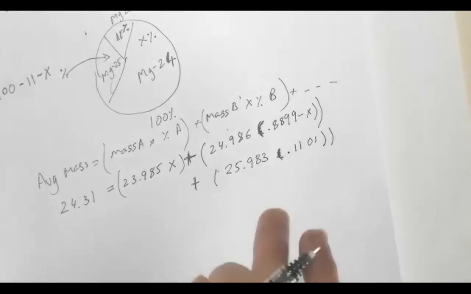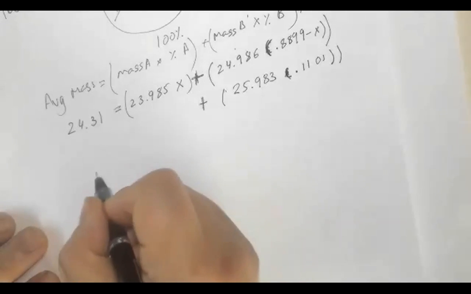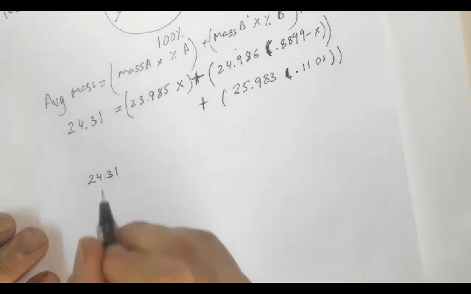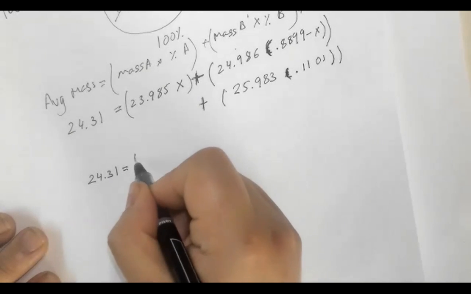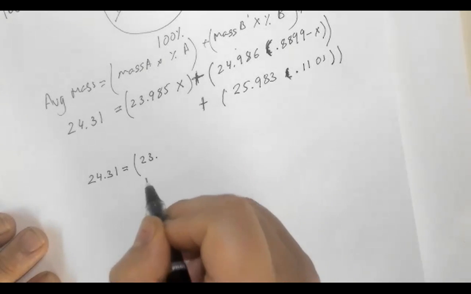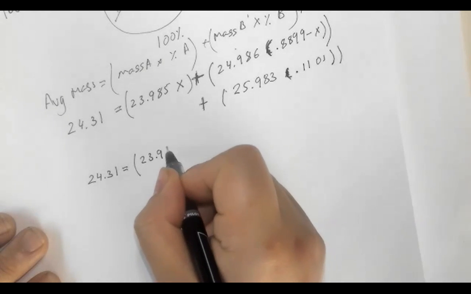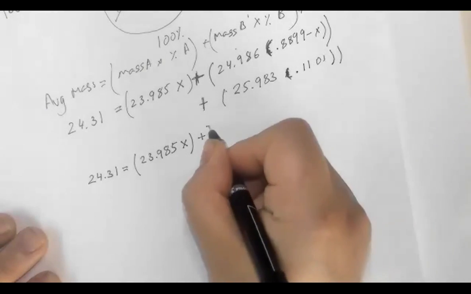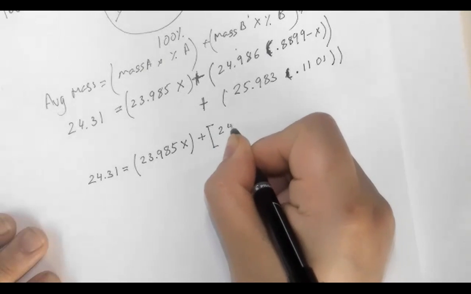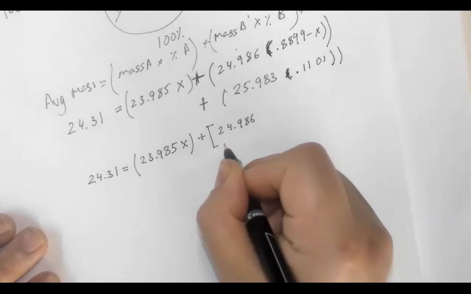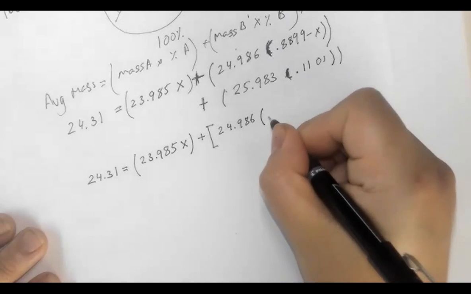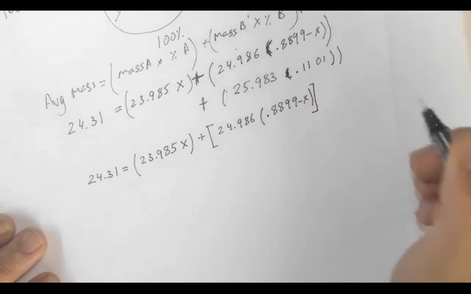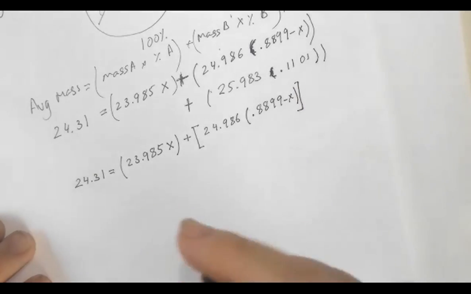Okay, let me rewrite this to make it a little bit easier. 24.31, this is the average mass you find on the periodic table of Mg, equal to, this is the mass of Mg24, sorry, times X plus, I'll probably make it a bracket, and then 24.986, that will be Mg25, times 0.8899 minus X.